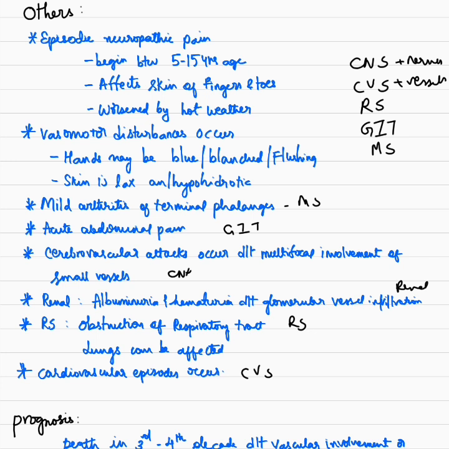Then coming to the involvement of the musculoskeletal system, mild arthritis of terminal phalanges can occur. Then the GIT is involved in the form of acute abdominal pain. Cerebrovascular attacks occur due to multifocal involvement of small vessels, and involvement of the renal system can be seen in the form of albuminuria and hematuria because of glomerular vessel infiltration. In the respiratory system, there can be obstruction of the respiratory tract because of the involvement of the epithelial cells, and lungs can be affected. Then cardiovascular episodes also occur.